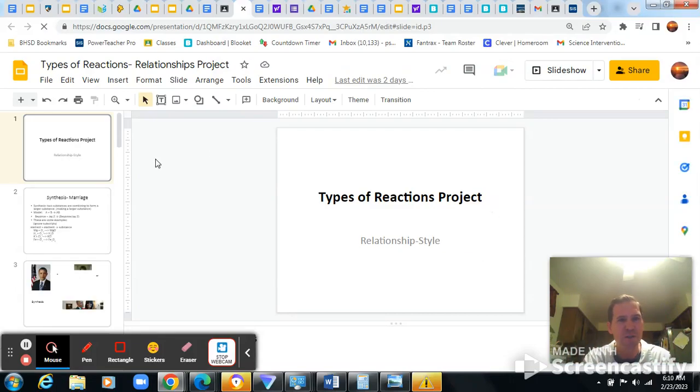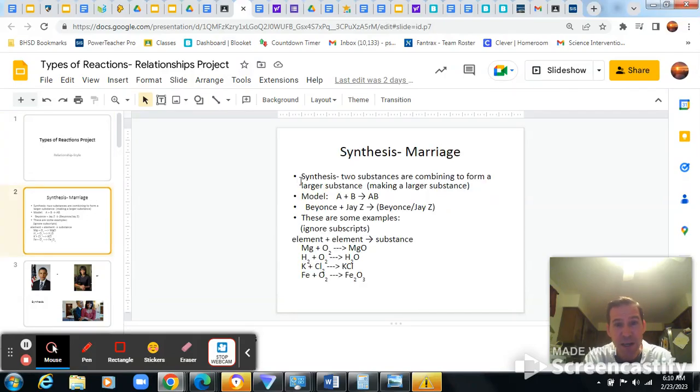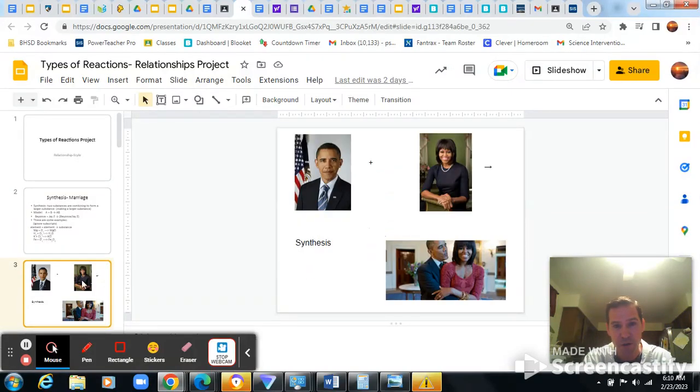So if you look at this project here, all right, so here's the first page. And if you want to change the background, if you want to change the font, go right ahead. Now, for each of the types of reactions, I have our basic page of notes. And then I have an example. So this first one for synthesis was the Obamas.